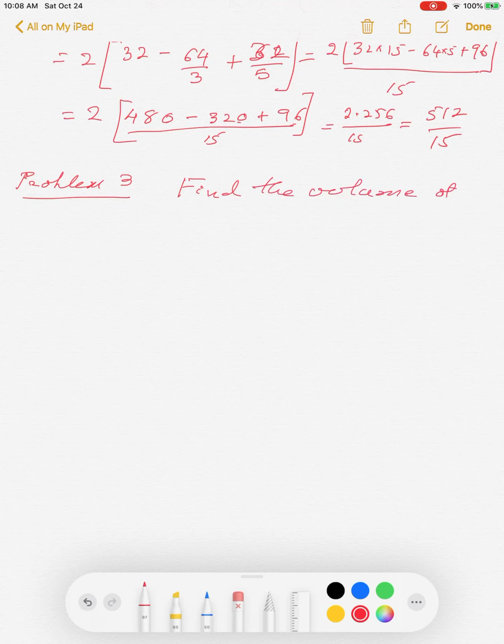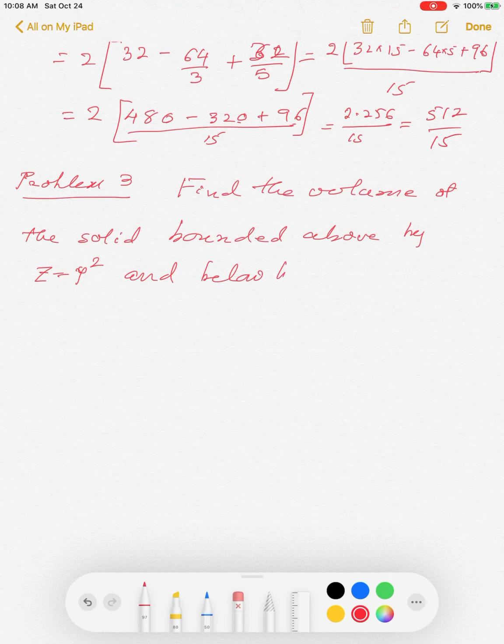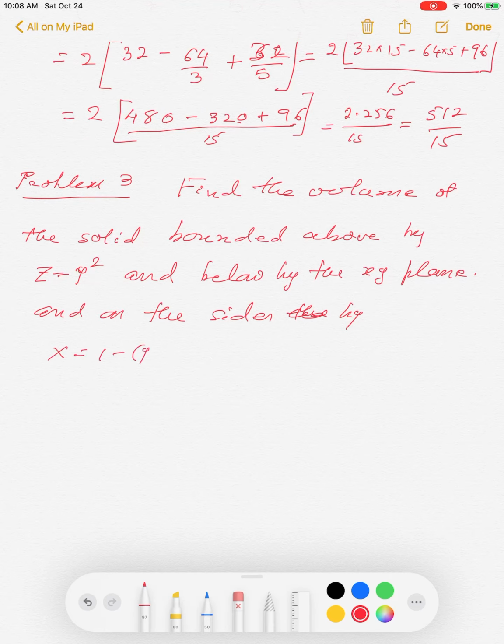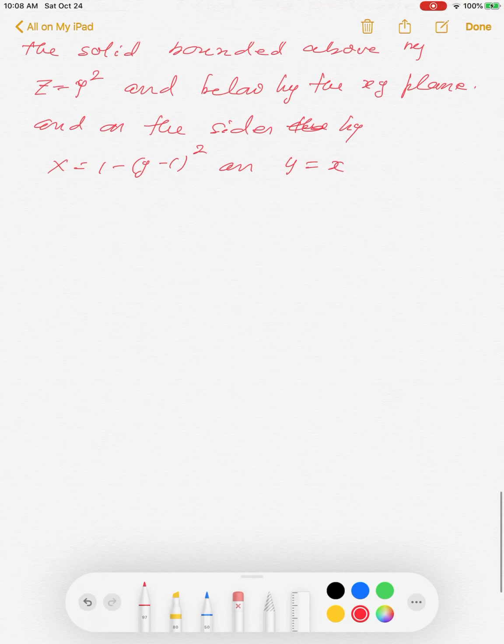So find the volume of the solid bounded above by the surface z equal to y square and below by the xy plane. And now you have to be told about the sides, and on the sides by x equal to 1 minus y minus 1 square and y equal to x.